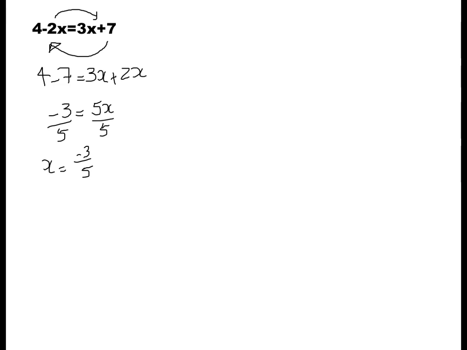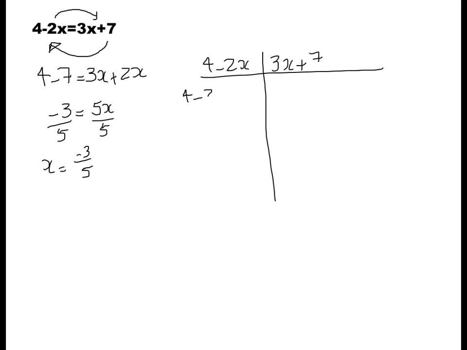Now again I'm going to go ahead and check. So I'm going to draw my table. The left one is 4 minus 2x. The right one is 3x plus 7. Now I'm going to substitute negative 3 over 5 into the left one. So I get 4 minus 2 times negative 3 over 5. Now 4 minus 2 times minus 3 over 5 is going to give me plus 6 over 5.